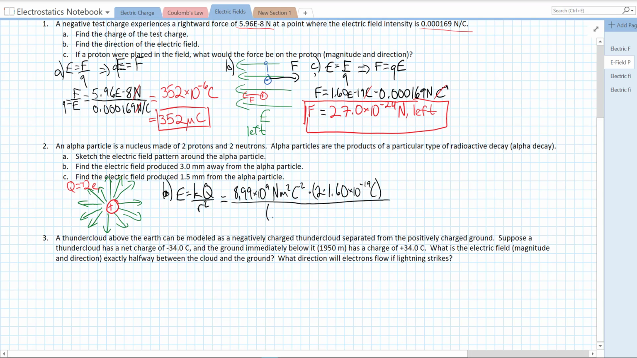Our distance is 3 millimeters, so we need to convert that to meters. 3.00, milli means 10 to the minus 3, so times 10 to the minus 3 meters, and that whole thing squared. Let's cancel out our units to see if we get sensible units. Coulomb cancels out with coulomb once. Meters squared cancels with meters squared. And we'll end up with newtons times coulombs over coulomb squared, or newtons per coulomb. That's good. That's the unit for electric field. Let's plug in our numbers and see what we get.